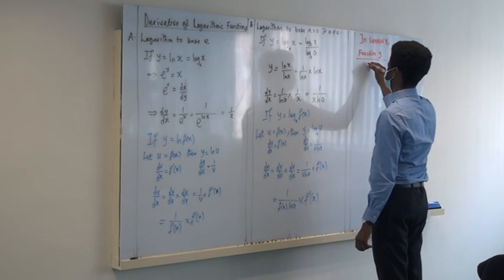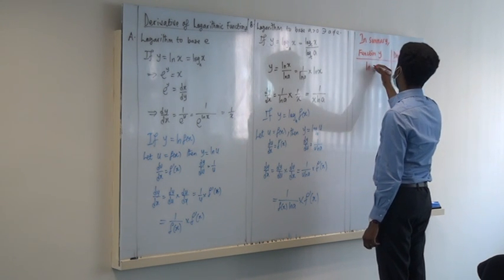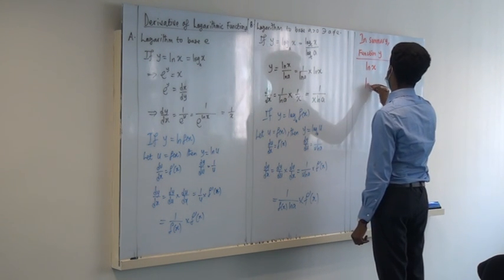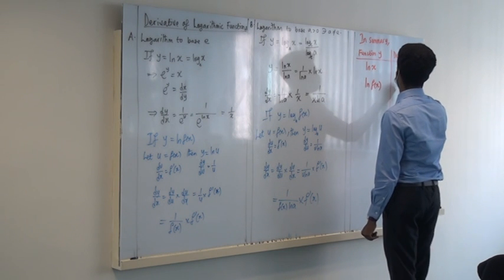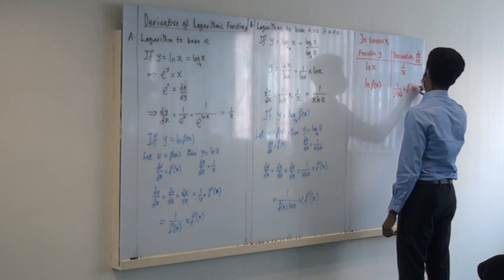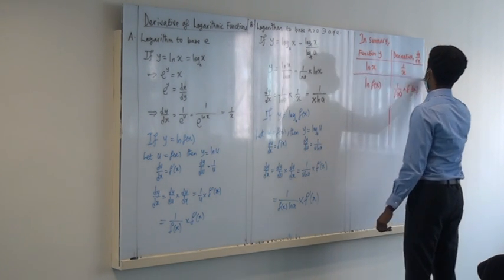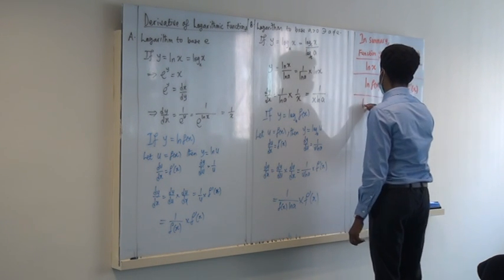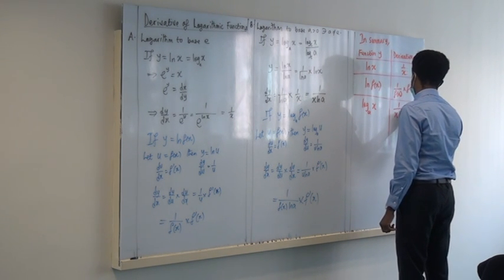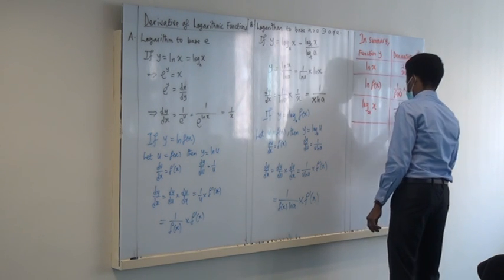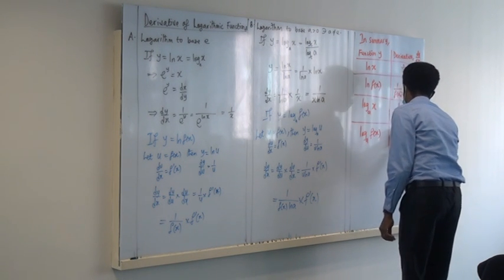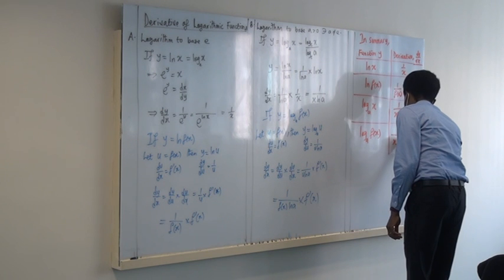So for logarithm, ln x, that is just 1 over x. For logarithm of a function of x in general, it's 1 over the function times the derivative of the function. And for logarithm to base a of x, it is 1 over x ln a, and in general for logarithm of f of x to base a, it is 1 over f of x ln a, times f prime x.